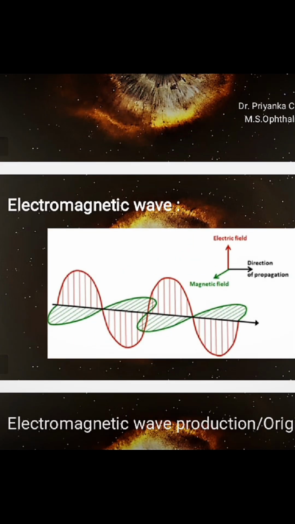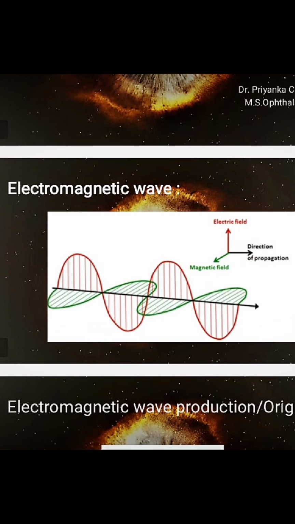So what are electromagnetic waves? The term electromagnetic is made up of two words, electric and magnetic. So the wave is made up of two waves, an electric wave and a magnetic wave. These electric and magnetic waves travel in the same direction but perpendicular to each other. You can see here, in red is shown the electric field, and in green the magnetic field. They are traveling perpendicular to each other but in the same direction.